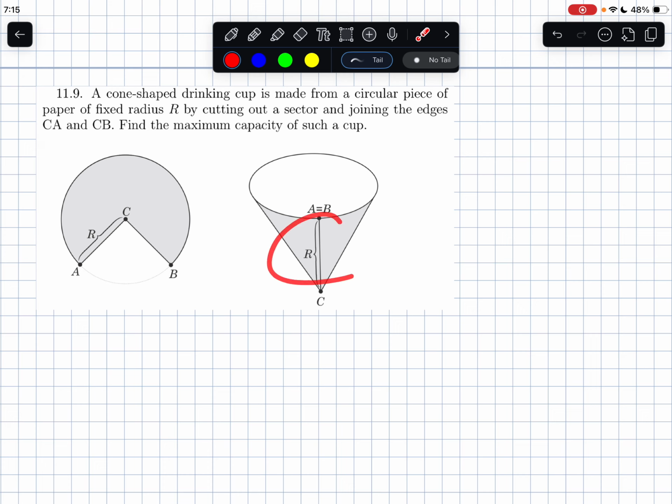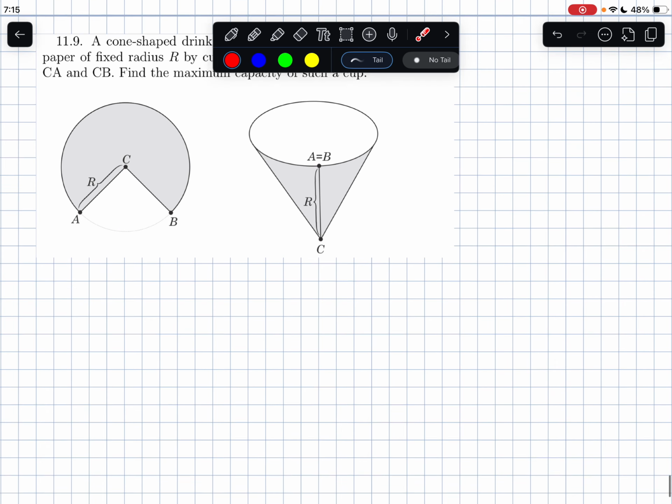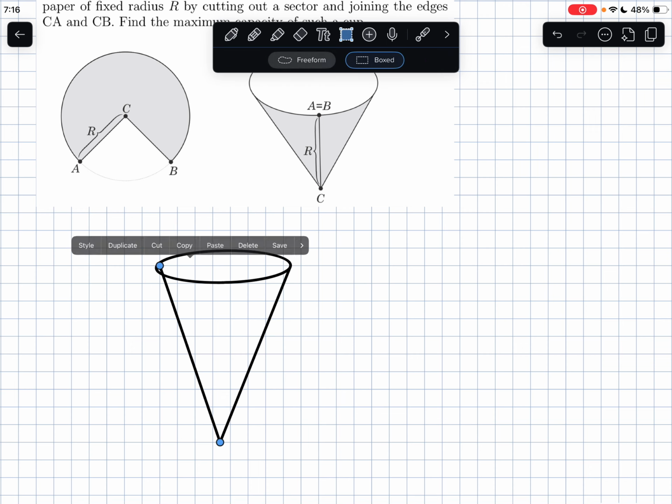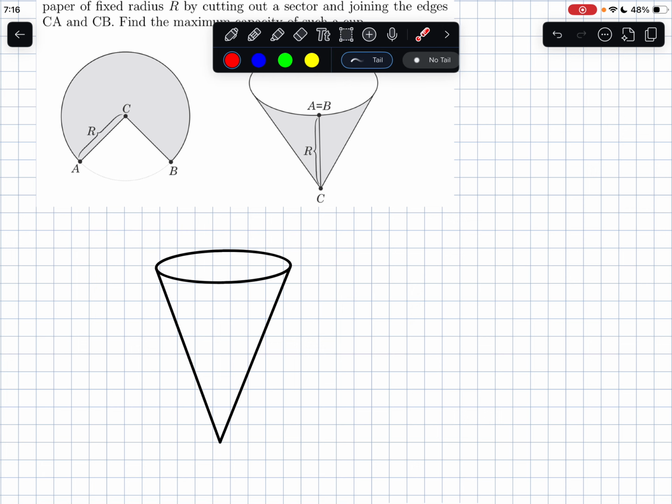They get this figure. So the more you cut, you might get a higher cup. The less you cut, you might have a wider cup, but it's shorter. Let me draw the figure. We have a cone. So this is our cup. You know that they glue this length to this length. So they glue it along this.